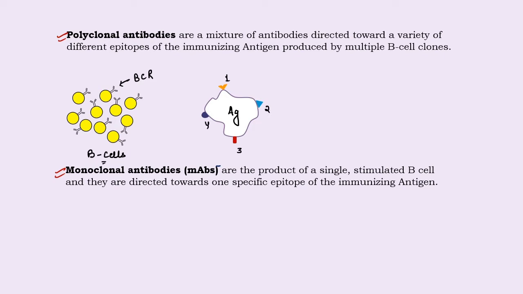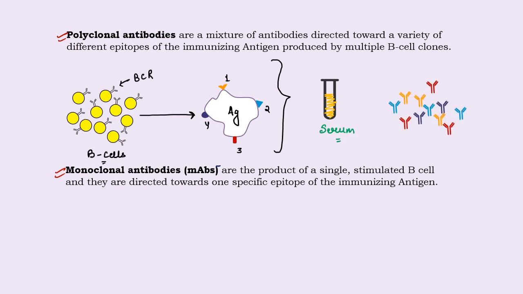Okay, so when these B cells are excited or activated against these epitopes, they will form antibodies. After this immunizing reaction, if you extract serum from this particular organism, its serum will have a mixture of antibodies directed against all these epitopes.